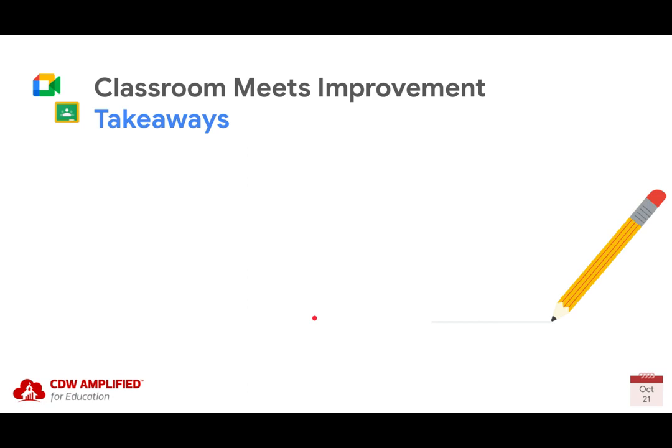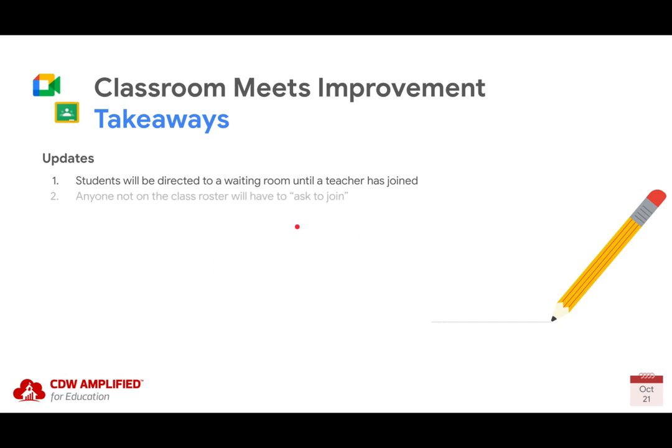Classroom Meet improvements. Few takeaways here and a couple of updates here. So what we've got is with Classroom Google Meets, students will be directed to a waiting room until the teacher has joined. Second, anybody that's not on the classroom roster will have to ask to join. Finally, any co-teachers on that Google Classroom will automatically get co-host controls. So finally, Google is using the classroom roster to take care of opening and closing that Classroom Meet door.